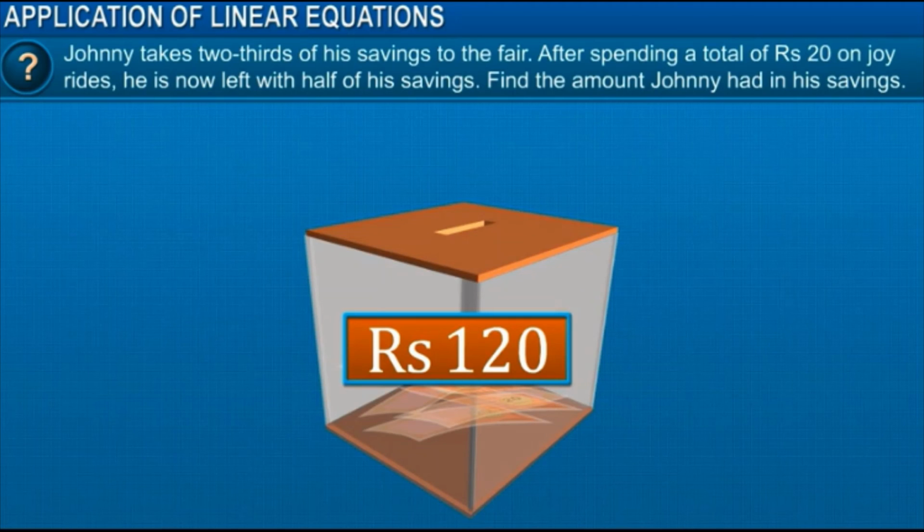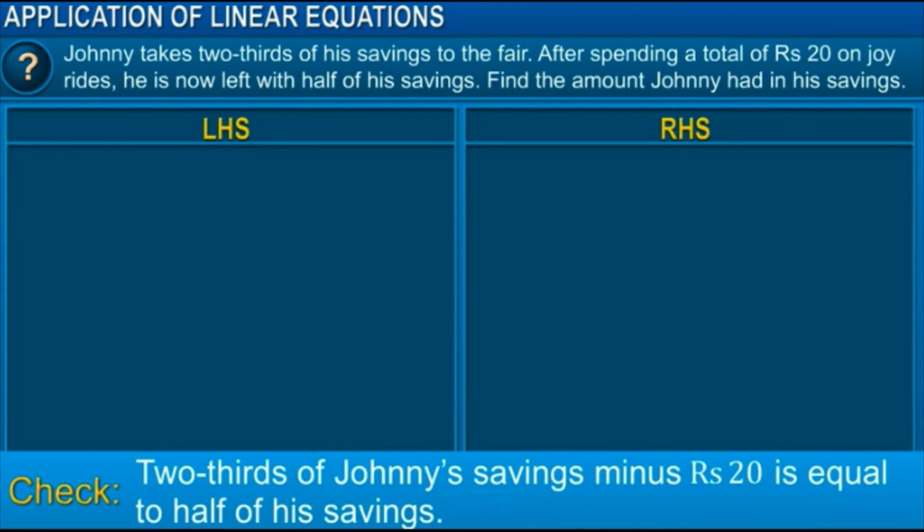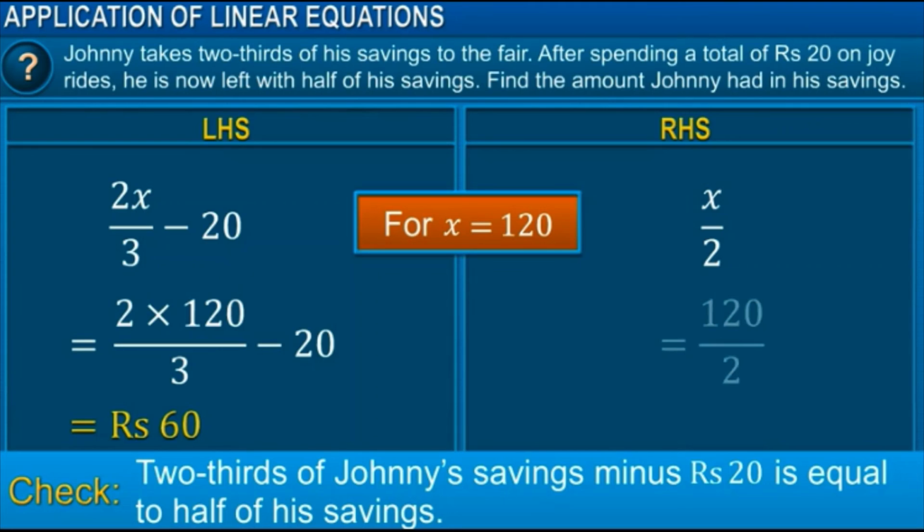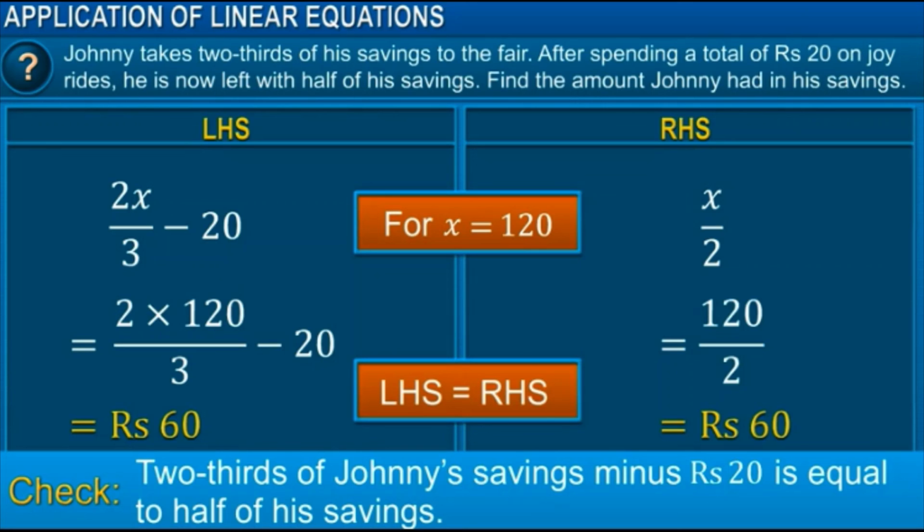Let us now verify the solution by checking if 2/3 of Johnny's savings minus 20 rupees is equal to half of his savings. From the above two equations, we see that 2/3 of Johnny's savings minus 20 rupees is equal to half of his savings. Hence, the solution is verified.